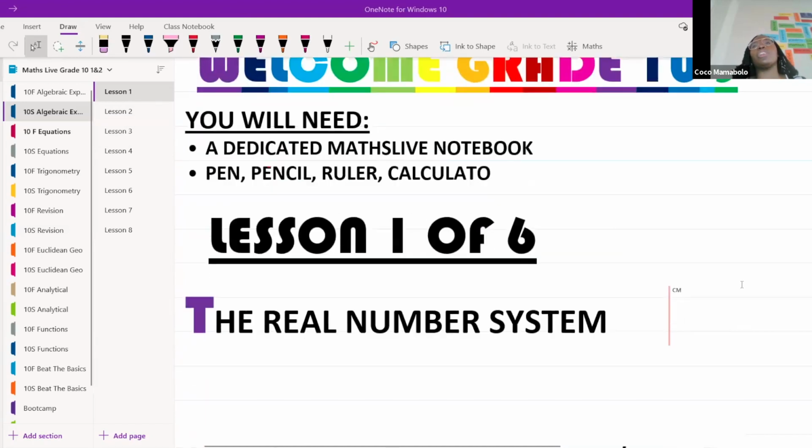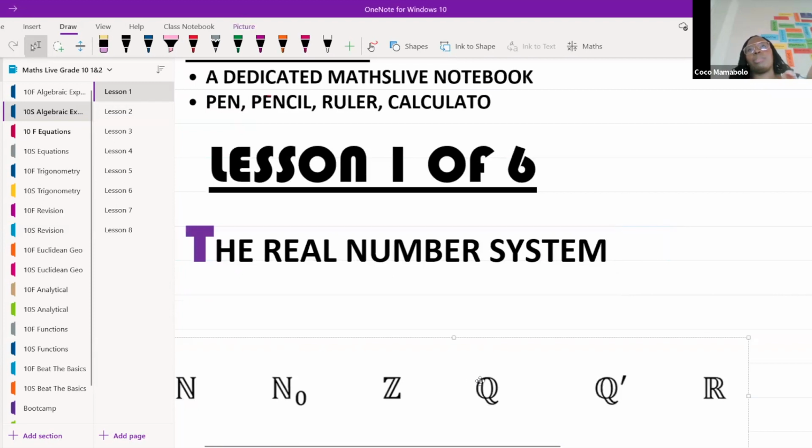All right, we're going to start with a bit of the real number system. We're going to be talking about the real number system in a bit more detail.